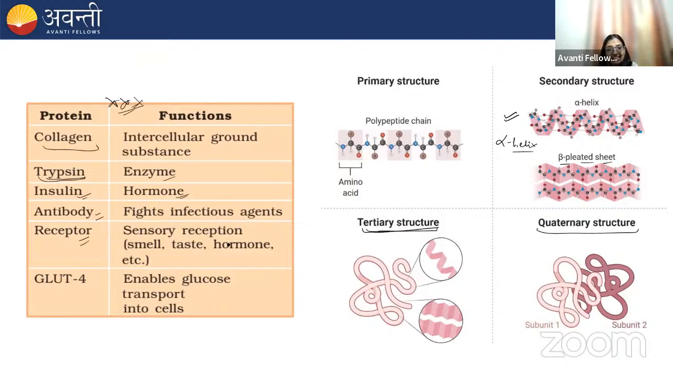Receptor is a protein for sensory reception, smell, taste, hormone, etc. GLUT4 is also a protein and its function is to allow glucose transport into the cell.